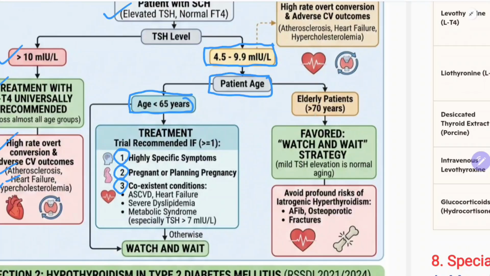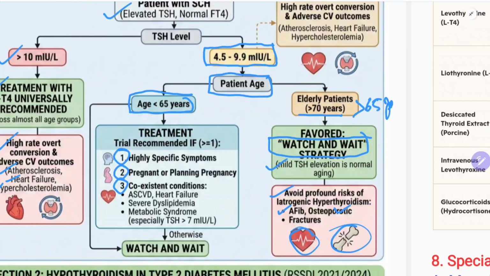Now if the patient is elderly, say more than 65 or more than 70 years, and has TSH less than 10, then a wait and watch strategy is favored. Mild TSH elevation is normal with aging. The concept behind the wait and watch policy is to avoid the profound risk of iatrogenic hyperthyroidism. What is that? There is a high risk of atrial fibrillation and osteoporotic fractures in these patients. So there is a risk of cardiovascular events and fracture risk in patients aged more than 65 or 70 years.